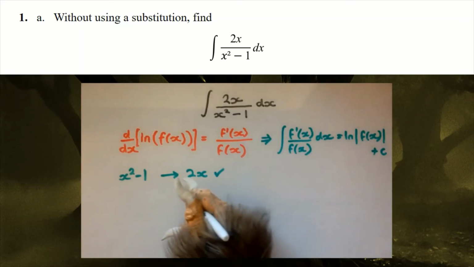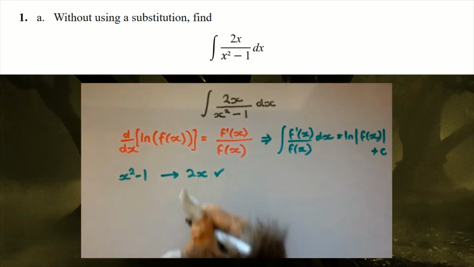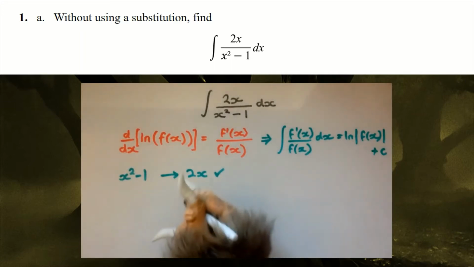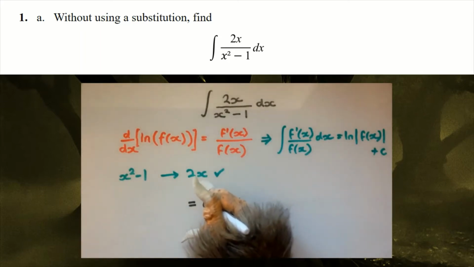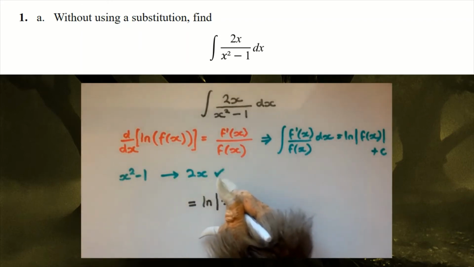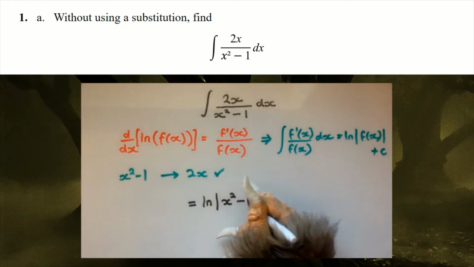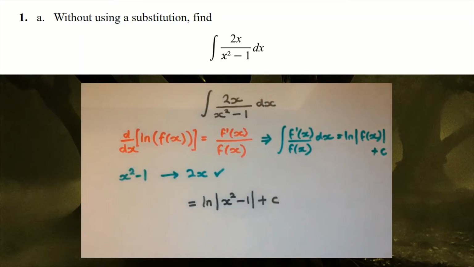So we can just write down the answer now as equals, pen's running out already, so that's going to equal, let's try that again, that's better. Okay, so it's just going to be the natural log, and just put our modulus sign in as a precaution, remember. So remember the function is on the bottom, so it's the natural log of the modulus of x squared subtract 1 plus the constant of integration. Okay, and we're finished.